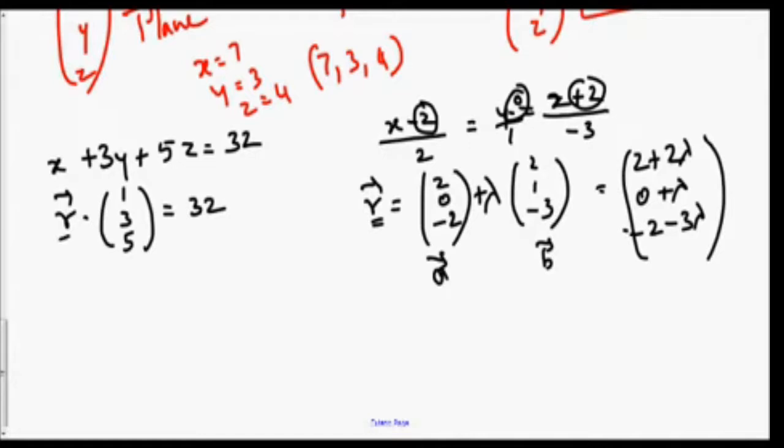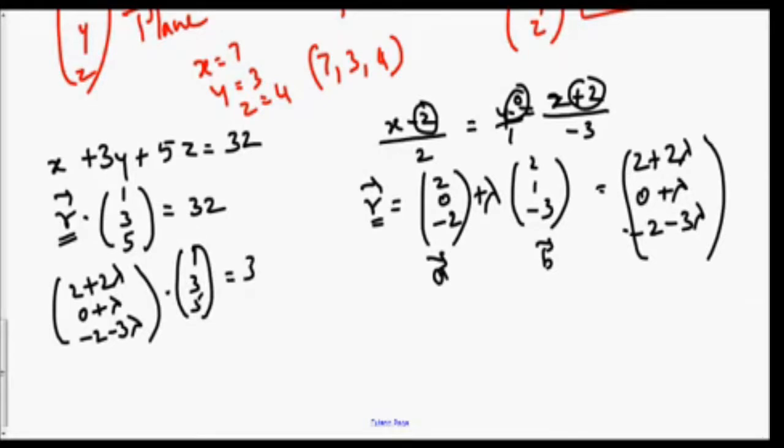So substitute this r into this, that is 2 plus 2 lambda dot 1 3 5 equals 32. This is another way of finding the point of intersection.